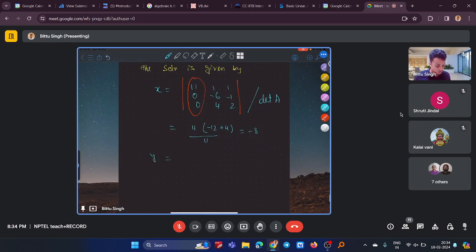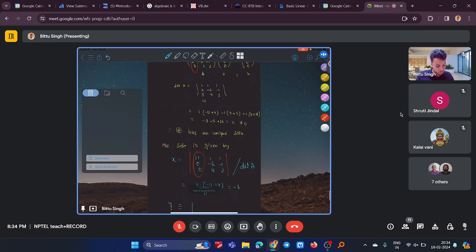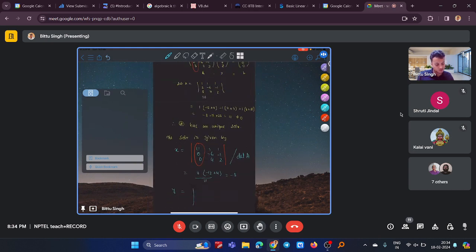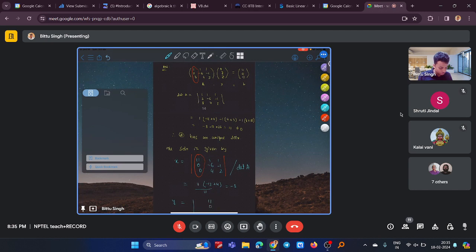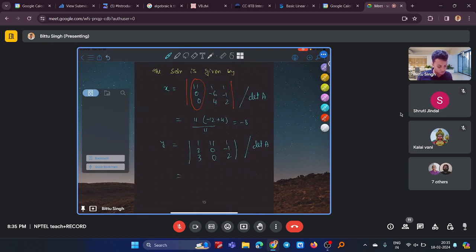Similarly, y will be the same as: replace the second column, which was 1, minus 6, 4, by 11, 0, 0. And except this, everything will be the same: the first column is 1, 2, 3 and the third column is 1, minus 1, 2. And divide it by the determinant. Now if we expand with respect to the second column, this will be the same as minus 11 times 2 times 2, 4, plus 3. So this is the same as minus 7.